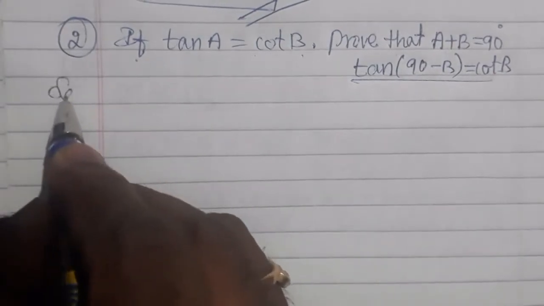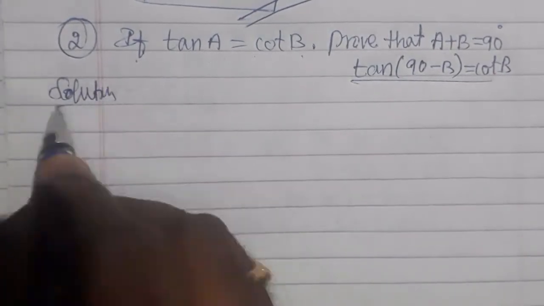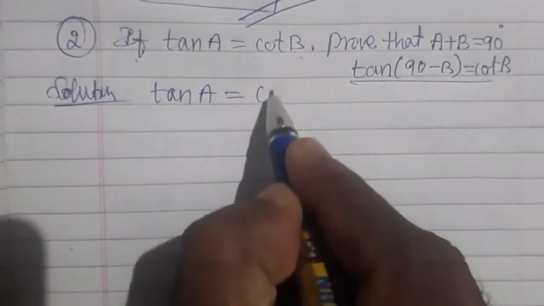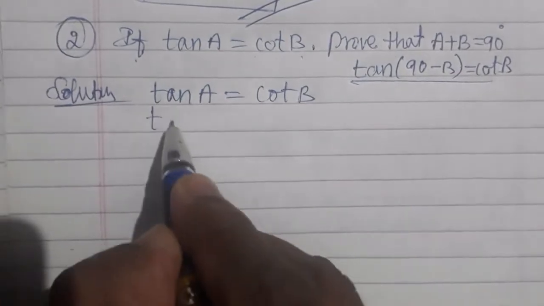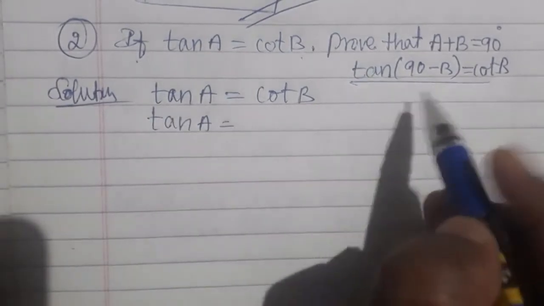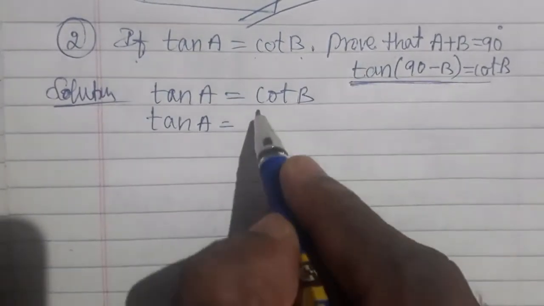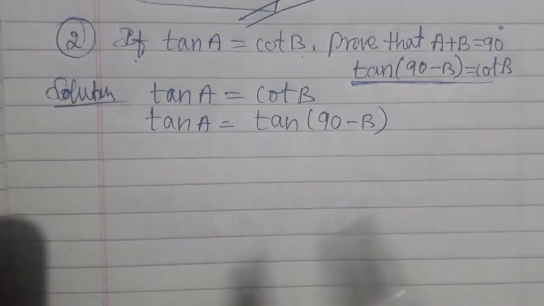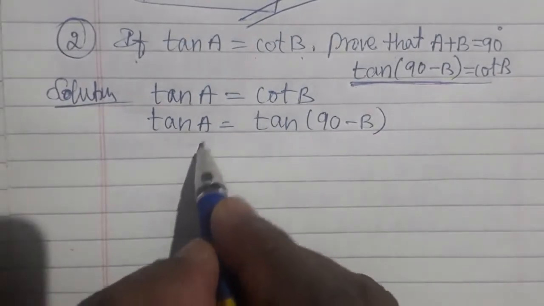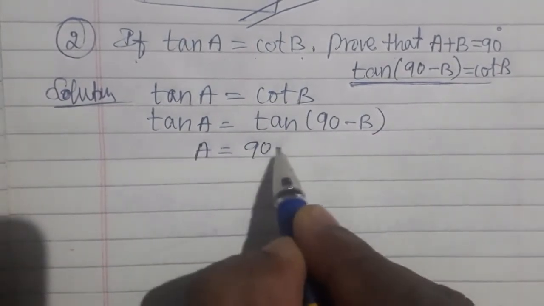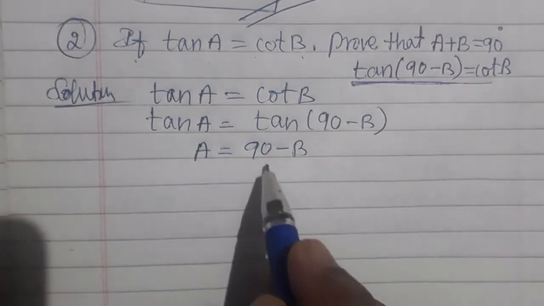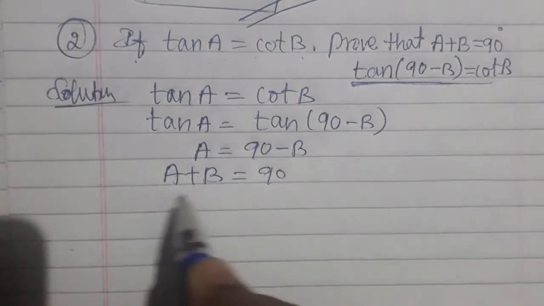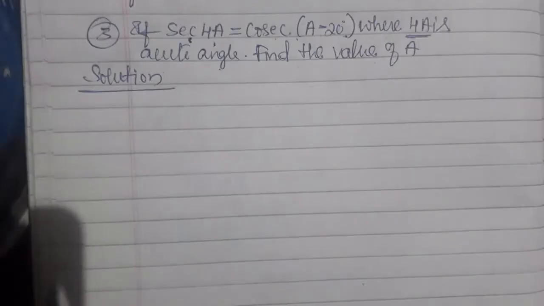So under solution, take this. Tan A is equal to cot B. Tan A you write as it is. Cot B definitely can be written like this, tan 90 minus B. So now tan you can leave. A is equal to 90 minus B. Now shift B. A plus B is equal to 90. This is what we need to prove.